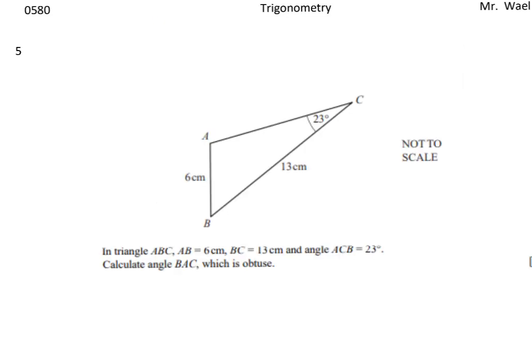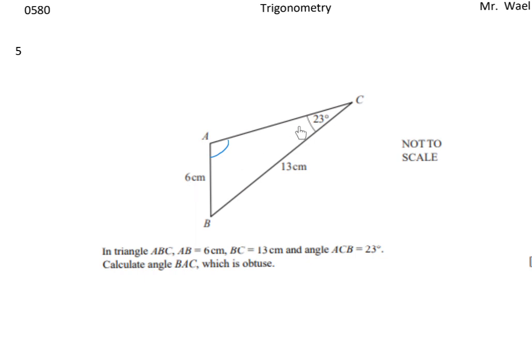Read number 5, Afifa. In triangle ABC, AB is 6 centimeters, BC is 13 centimeters, and angle ACB is 23 degrees. Calculate angle BAC, which is obtuse. So we need to find angle BAC. I need to find this angle, but this angle is obtuse. So first, how to find this angle?